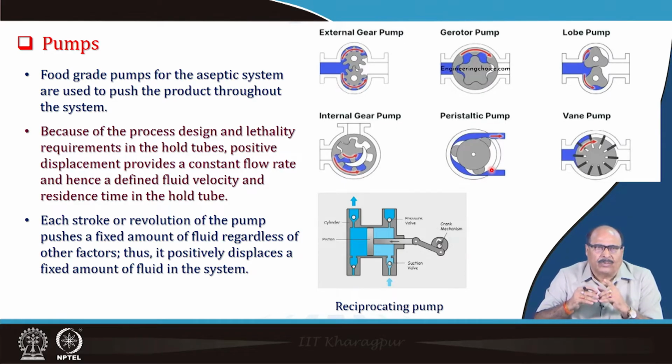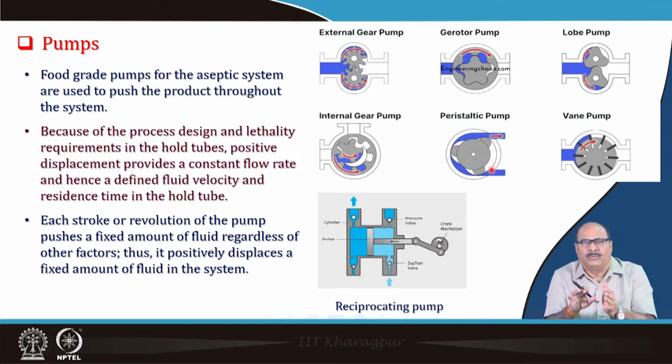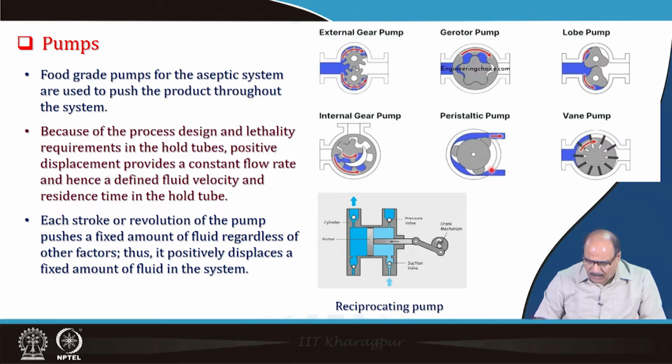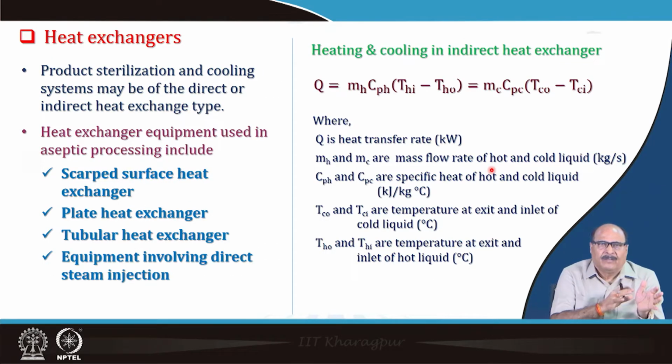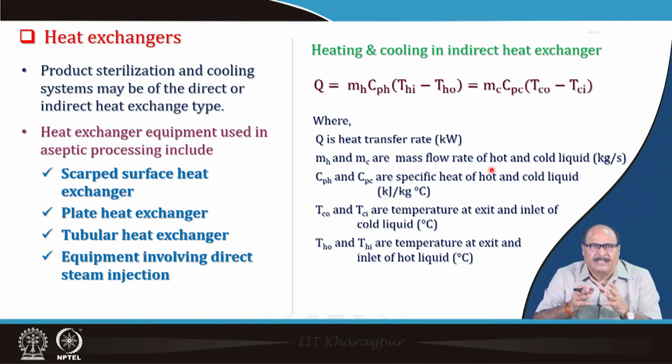So, each stroke or revolution of the pump pushes a fixed amount of fluid regardless of other factors, that is, it positively displaces a fixed amount of fluid in the system, and the continuous supply of the fluid to the heat exchanger is maintained. Then the pump pushes the material into the heat exchanger. These heat exchangers are basically the product sterilization and cooling systems. They may be of direct or indirect heat exchanger type.